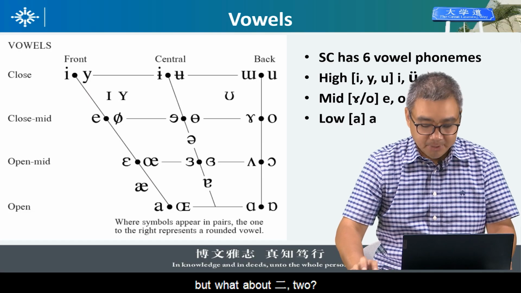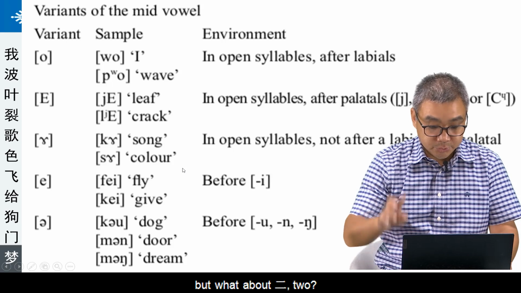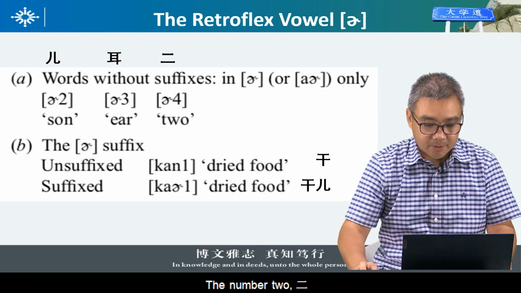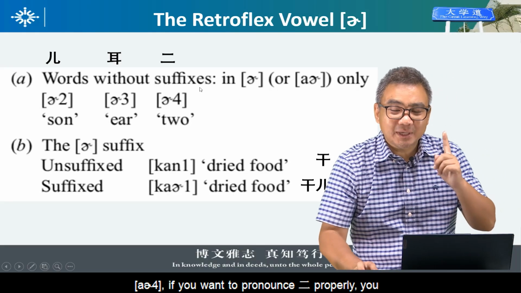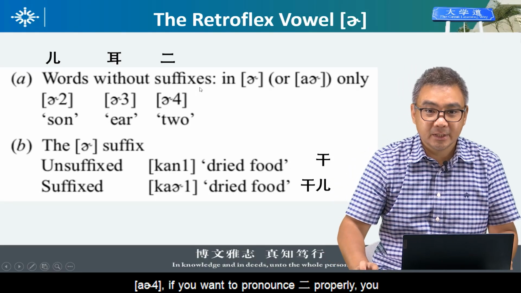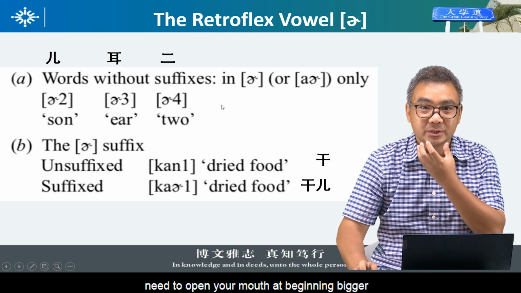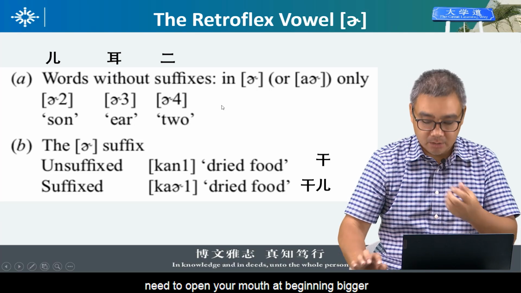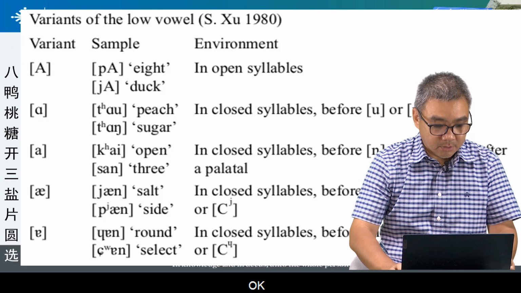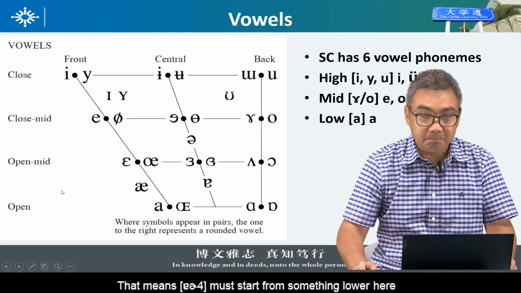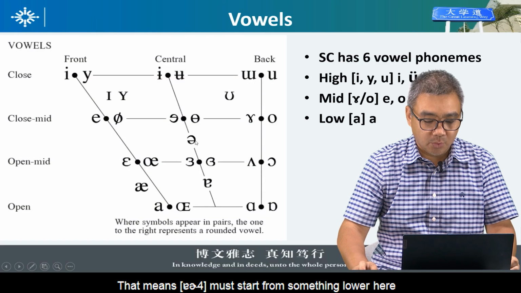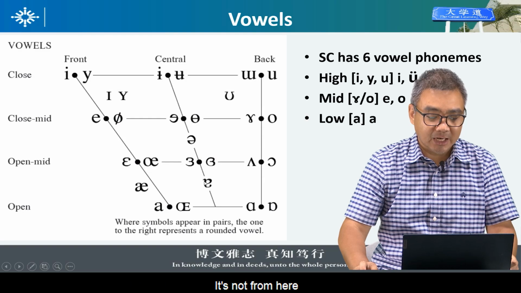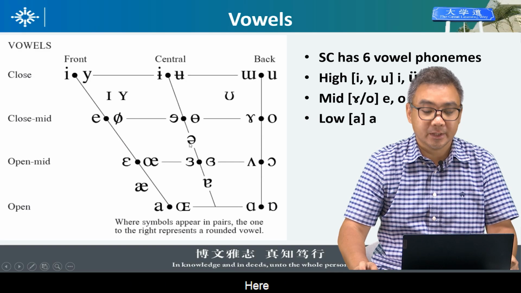Okay, but what about R? Number two, R. If you want to pronounce R properly, you need to open your mouth at the beginning bigger. That means R must start from something lower here. It's not from here.